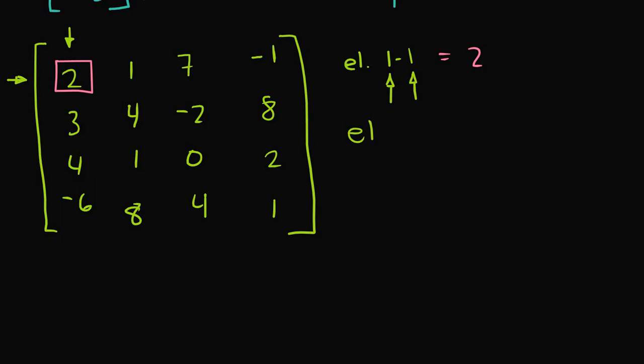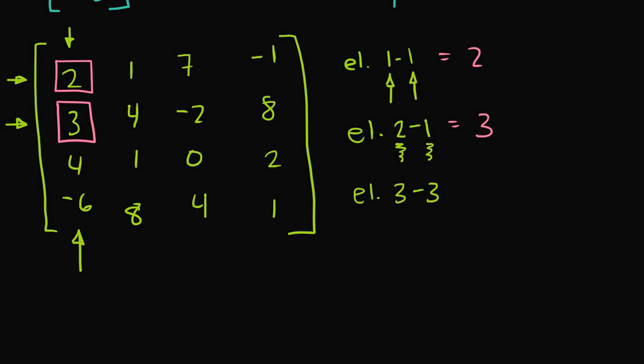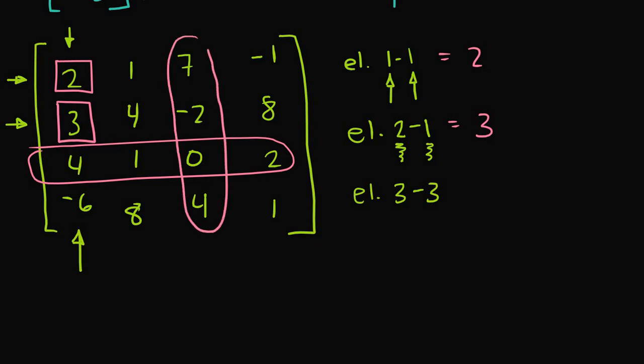What if I was referring to element 2, 1? Well, this refers to the second row and the first column. The second row is right here, and the first column is right here. So that would be this 3 term. So element 2, 1 of this matrix is 3. How about element 3, 3? Well, that element refers to the third row, which is right here, and the third column, which is right here. So the intersection of that row and column is this 0 term right here. So element 3, 3 is 0.